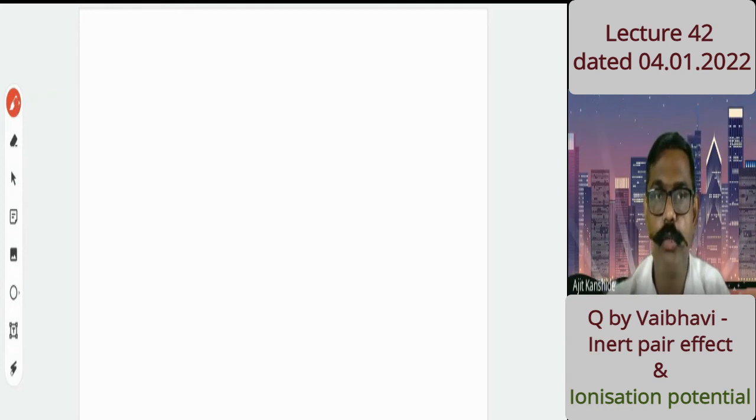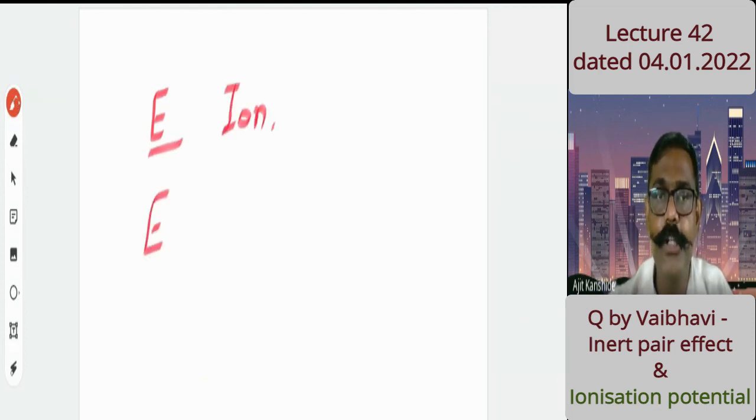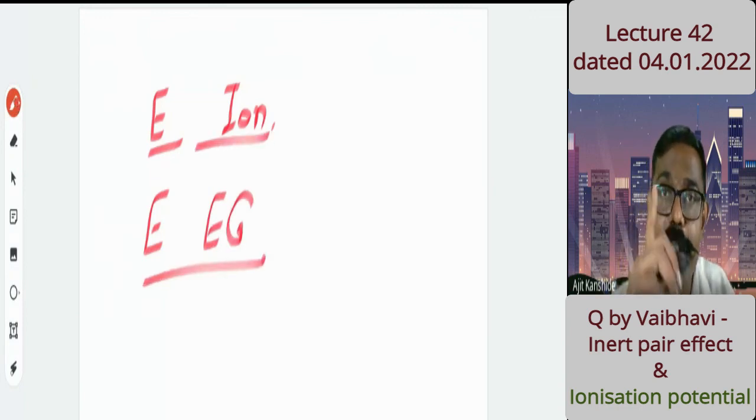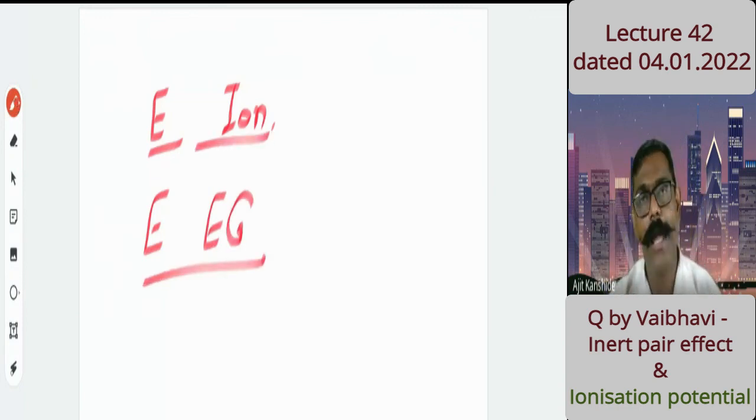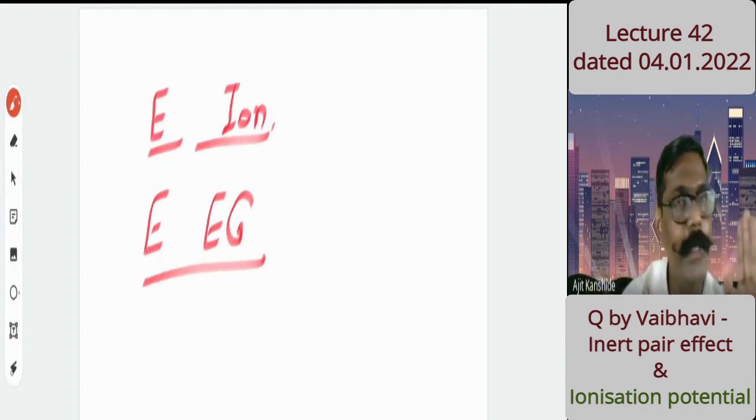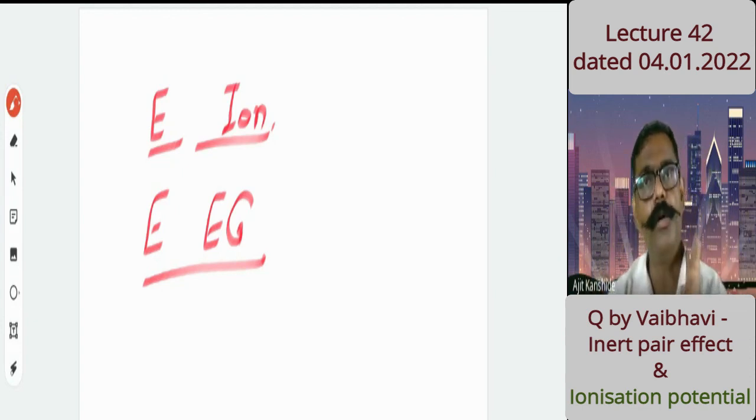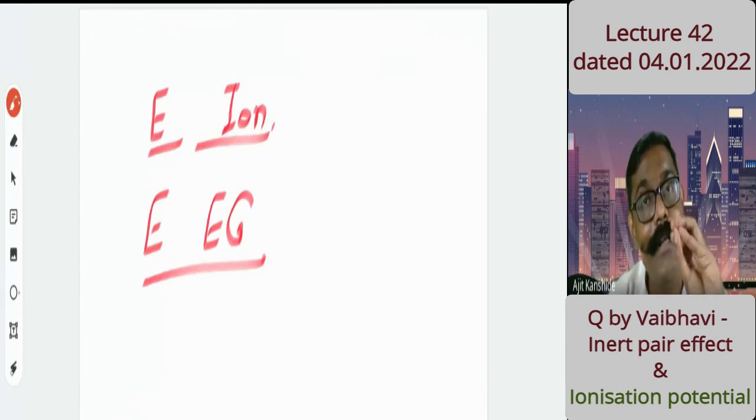So as notes, you will write the enthalpy change during ionization and the enthalpy change during electron gain: what is that and how does it vary in the periodic table, as I move from left to right across a period and top to bottom along a group, with reasons. That is the discussion we did today. We have completed nearly all points.